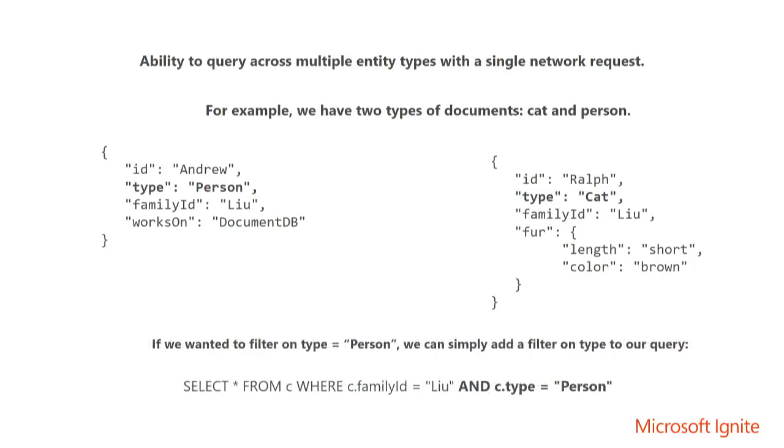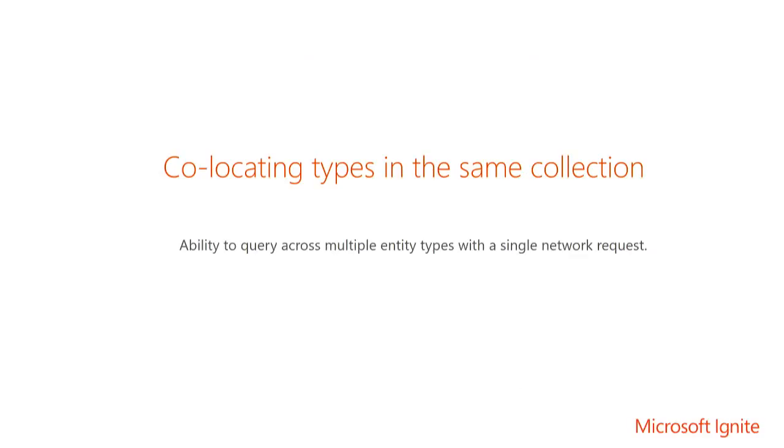If I now wanted to take this a step further and say, well, I only want one of these types back in my query, this is actually quite simple, right? You just add a filter on this in your where clause. And the fact that this is automatically indexed means you don't even have to set an index to serve this.